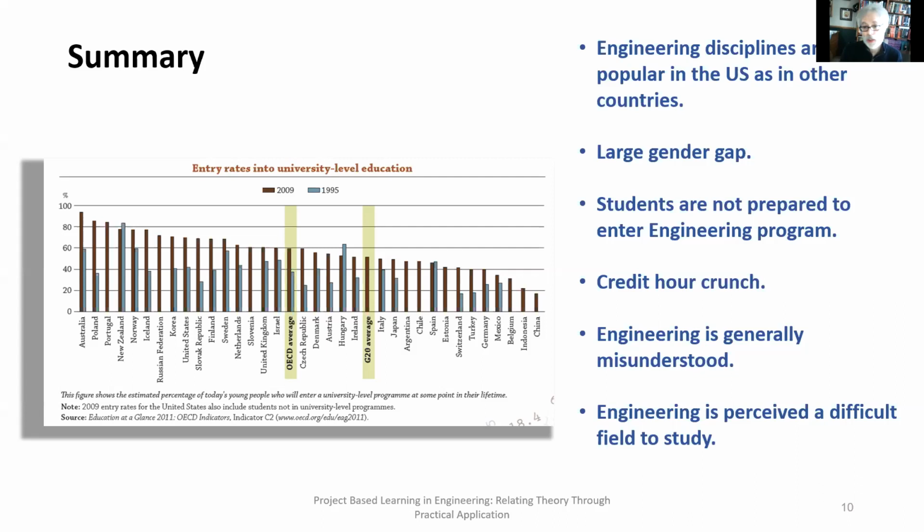I mentioned the credit hour crunch. We are still over the 120, and we don't know how to address that either. And then I mentioned engineering is generally misunderstood and perceived to be a difficult study. So these are the problems. There are many more, obviously, and I haven't listed them, but I thought these ones are worthy to mention.